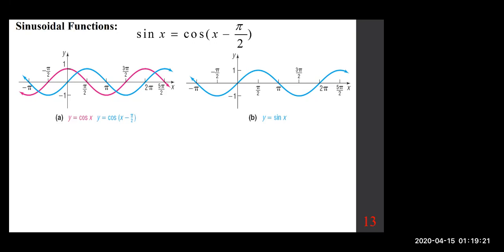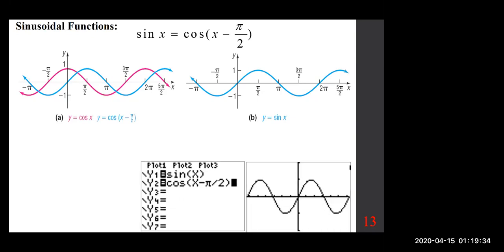Now, one way, if we were to approach this from a calculator point of view, we could graph both of them as follows. For y1, we use sine x. For y2, we use cosine of x minus pi over 2. So what do we see? How many graphs? We see only one graph. So that is one way to approach it, to see that they are the same if we were to approach it using a calculator. All right.